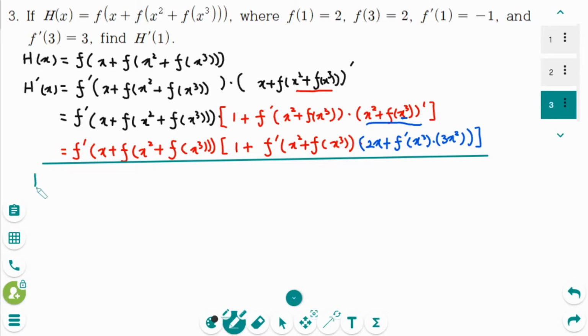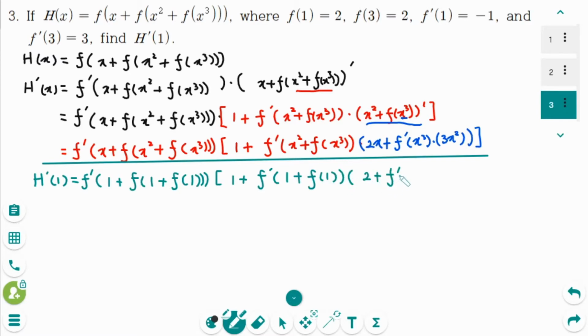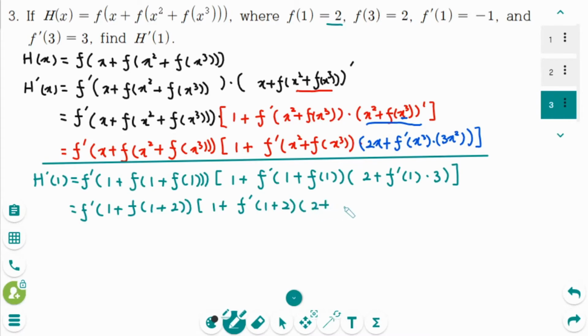Now put 1 into x. H prime of 1 equals f prime of 1 plus f of 1 squared, which is 1, plus f of 1 cubed, which is 1, times 1 plus f prime of 1 plus f of 1 times 2 plus f prime of 1 times 3 times 1 squared, which is 3, equals f prime of 1 plus f of 1 plus f of 1 equals 2 times 1 plus f prime of 1 plus f of 1 equals 2 times 2 plus f prime of 1 equals minus 1 times 3.